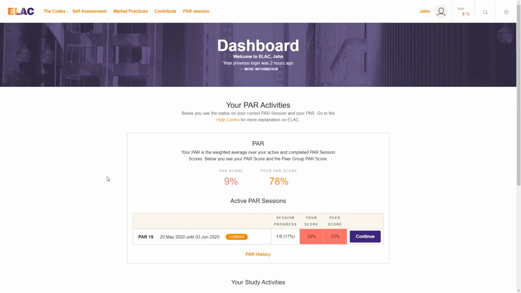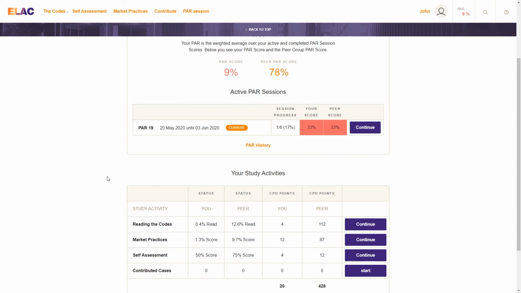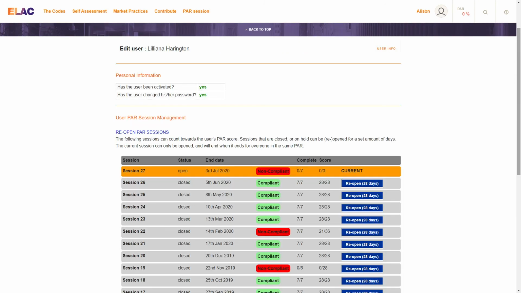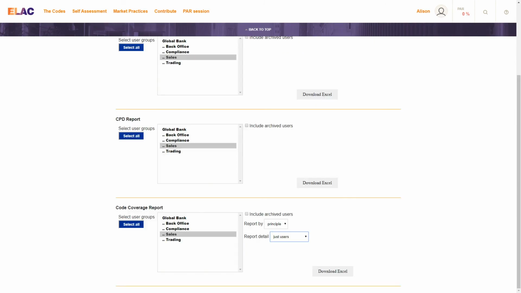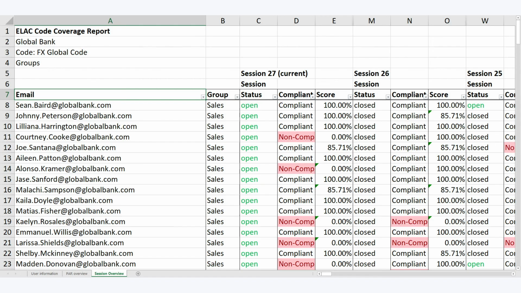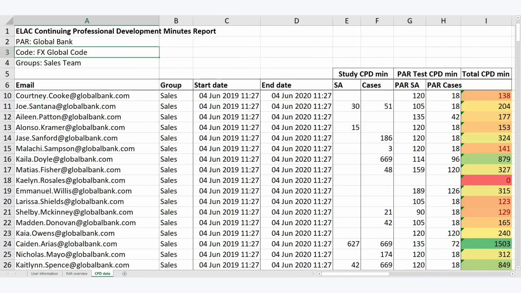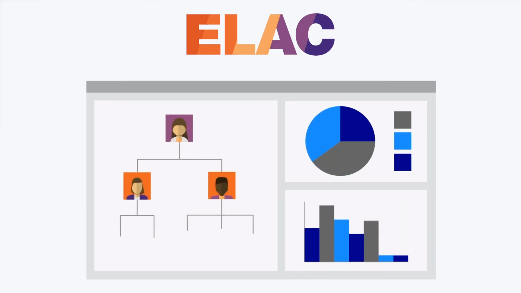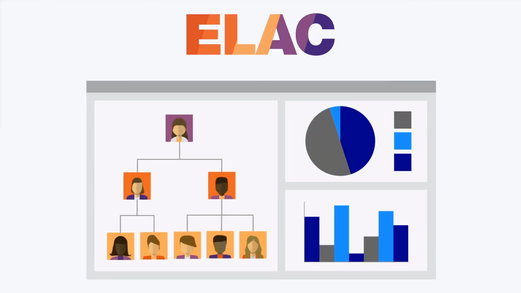The results and statistics of the user's performance can always be viewed in the ELAC dashboard, as it provides an easy and focused overview for your administrators, whilst you also have the option to download reports via Excel. This enables you to demonstrate how staff are performing to your senior management, your board of directors, and your regulators.